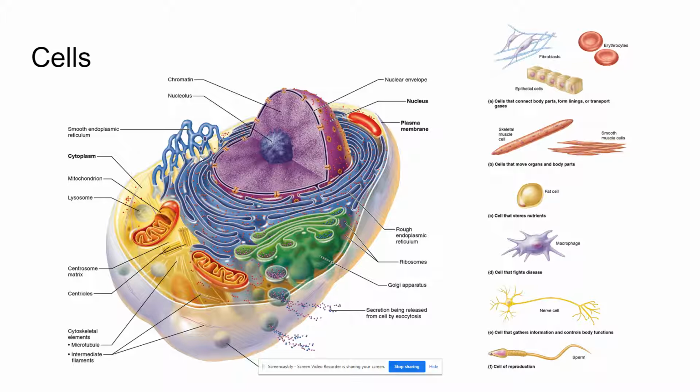Cells have three main parts. They have a plasma membrane, they have cytoplasm, and they have a nucleus. We're going to be going through those parts in the next couple of videos. You see a couple of different kinds of cells there on the right that we are going to talk about throughout the days in this unit and in upcoming units as well.